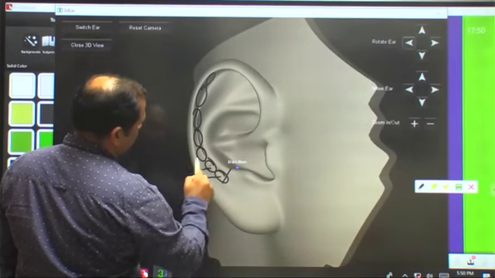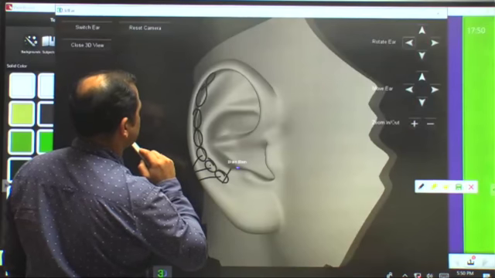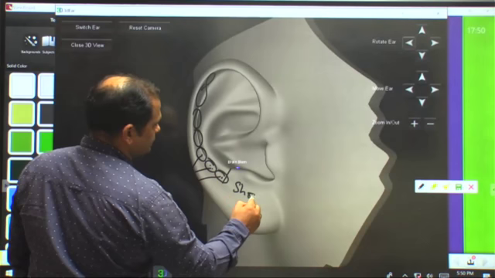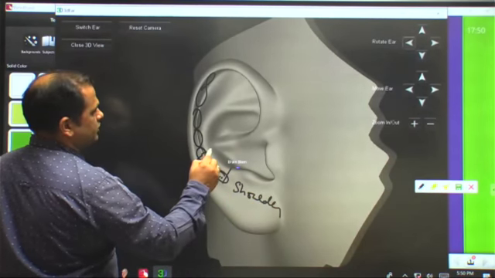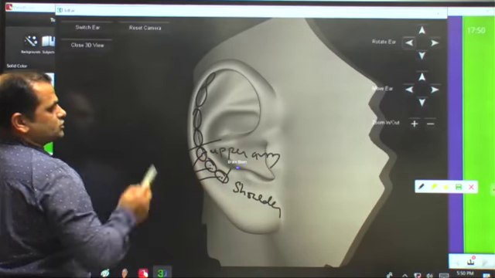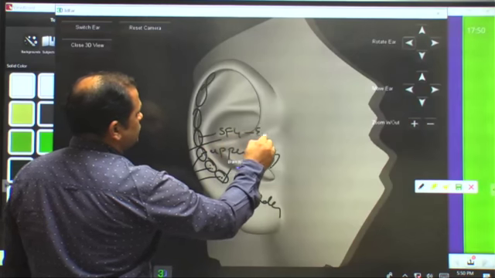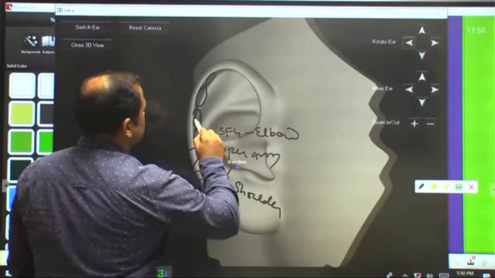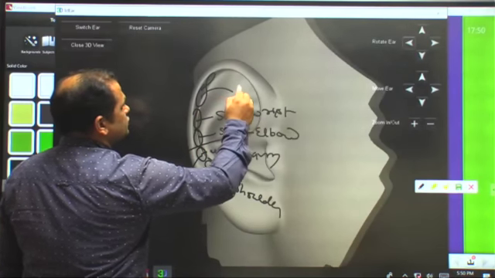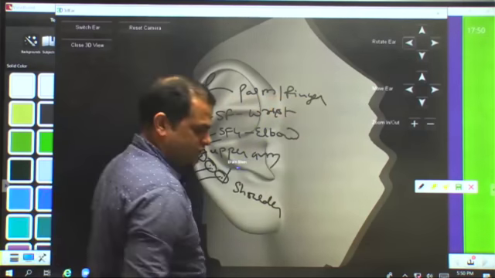So 1, 2, and 3 we can treat as the shoulder. 1, 2, 3 is the shoulder, and 3 will be till the upper arm. SF4 is the elbow, SF5 will be the wrist, and SF6 will be the palm and finger. I think it's absolutely clear. There is no confusion. Okay.